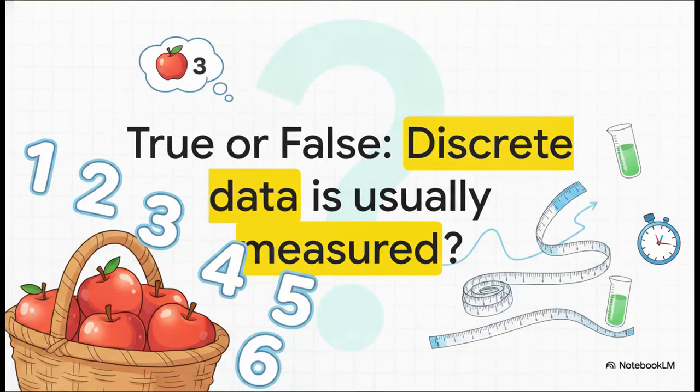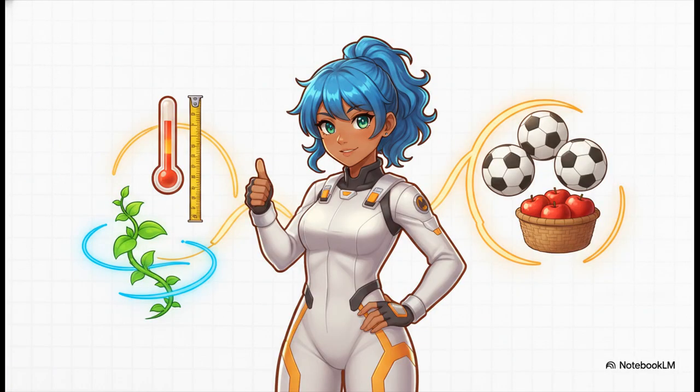Okay, challenge 2. True or false? Discrete data is usually measured rather than counted. Think back to our apples in a basket and the whole numbers rule. False. It's continuous data that gets measured. Discrete data is counted one by one. Measuring temperature or height is continuous, while counting discrete goals in football uses whole numbers. You guys are getting so good at this for sure.